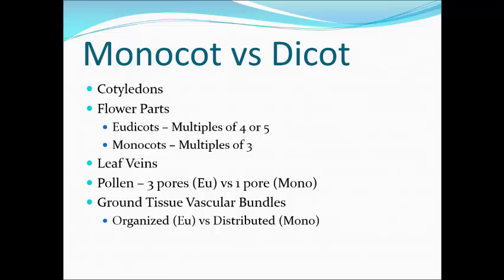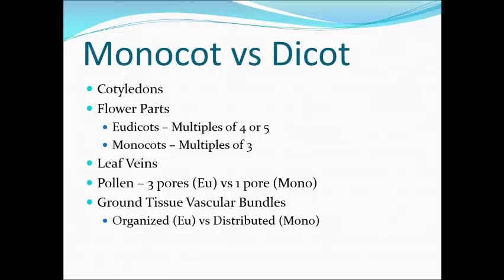Monocots versus dicots. You're going to need to make sure you know the difference between those two. Monocots have the one cotyledon, like we talked about, and the dicots have the two cotyledons. We also talked about how the veins are different. The monocots have parallel veins, whereas the dicots have branching veins. And then we have some other differences that I have up on here. The dicots have multiples of 4 or 5 for their flower parts, whereas monocots have multiples of 3. For pollen grains, the dicots have 3 pores, whereas the monocots only have 1 pore.